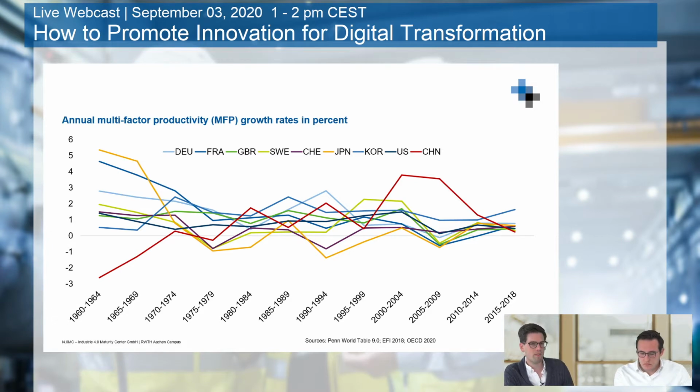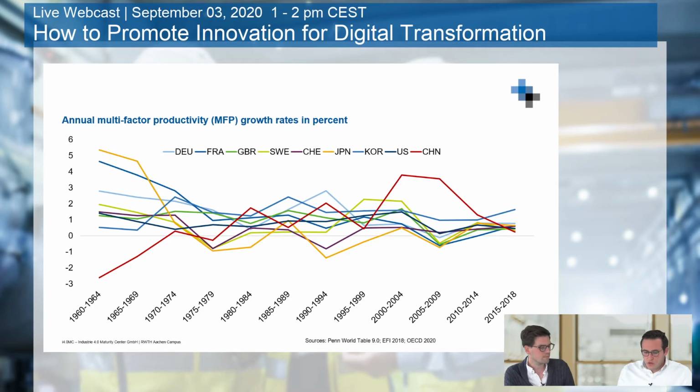In 2004, there was some growth in the US, Great Britain and Japan, but they also had a recent stagnation. And what you can see is that China, which has an unmatched growth in GDP, has really had a decline in the MFP growth over the last decade, even with this high-tech strategy and all the innovations happening.